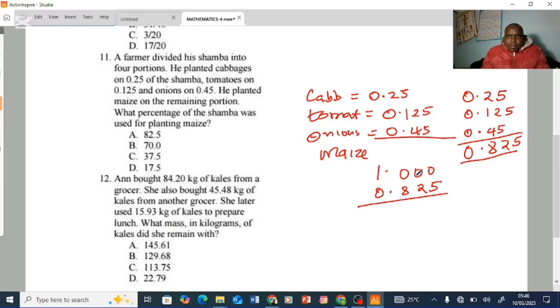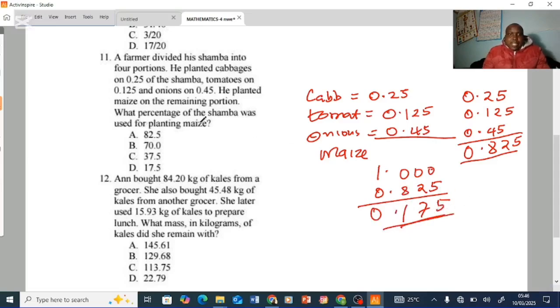So this is, borrow 1 from here. The remaining 0, 9. We borrow 10 like that. So here it is 10. 10 minus 5, it is 5. Here we remain with 9. 9 minus 2, 7. Here we remain with 9. 9 minus 8, 1. This is 0. So this is what remains for the maize.